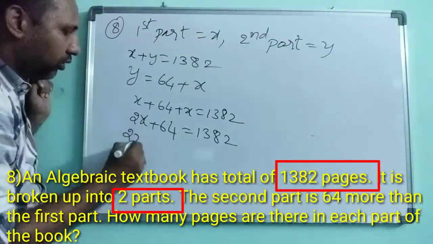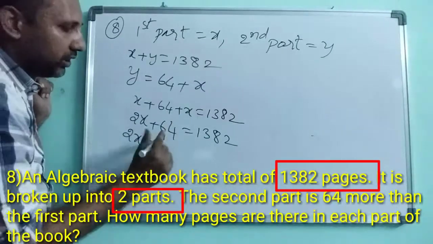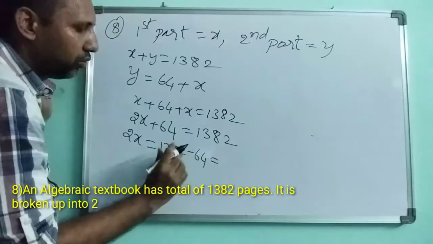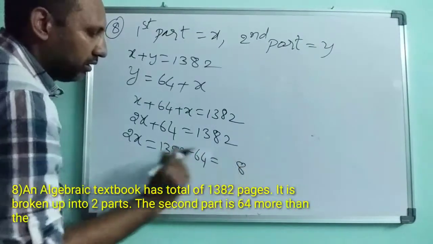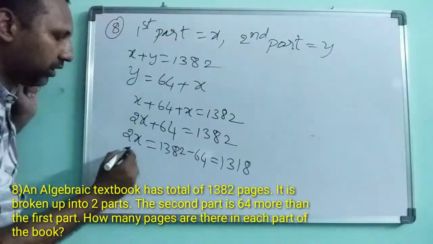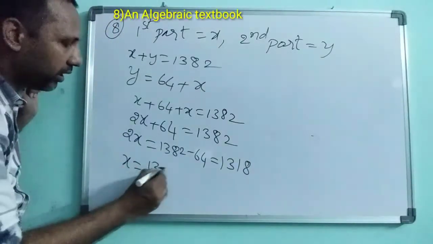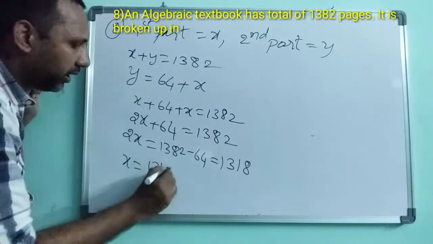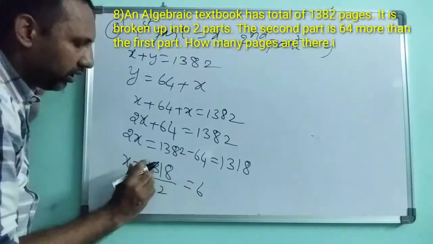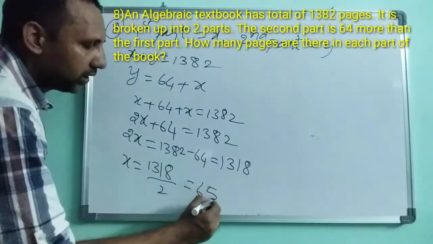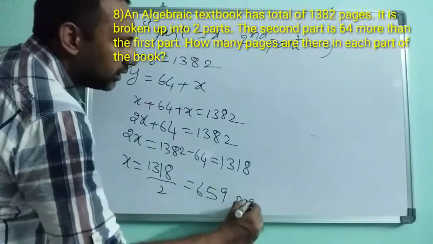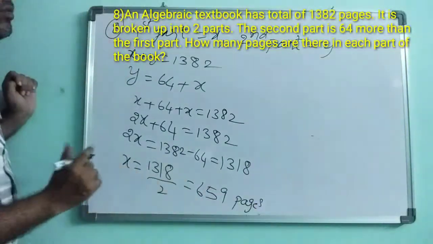So 2x is equal to 1382 minus 64. 1382 minus 64: 12 minus 4 is 8, 7 minus 3 is... 18. So 2x is equal to 1318. x is equal to 1318 by 2. 2 sixes are 12, 1 carries. 2 fives are 10, again 1, 8. 2 nines are 18. 659 pages. So the first part is 659 pages.